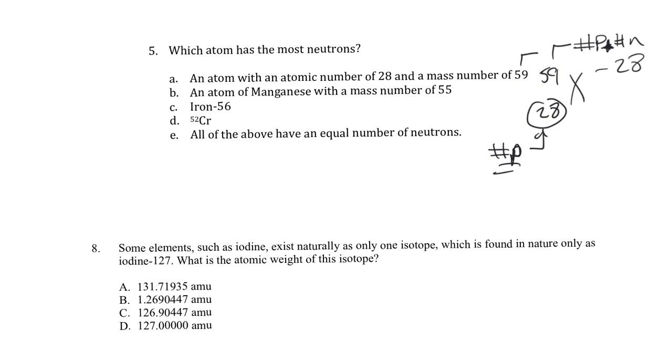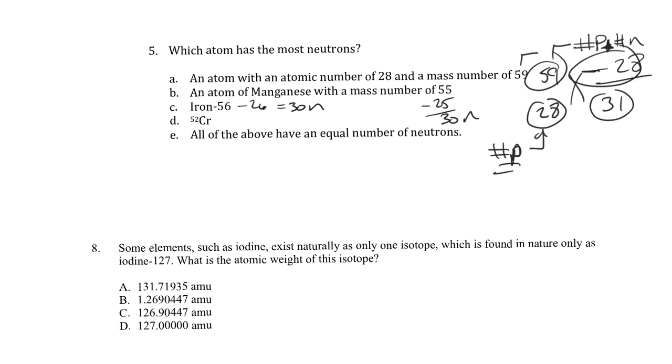So if I subtract 28 from 59, 59 minus 28 is 31. So I have 31 neutrons for A. Manganese is element number 25. So this would have 30 neutrons. Iron is element number 26. So it would also have 30 neutrons.